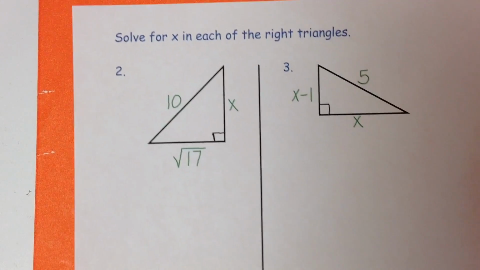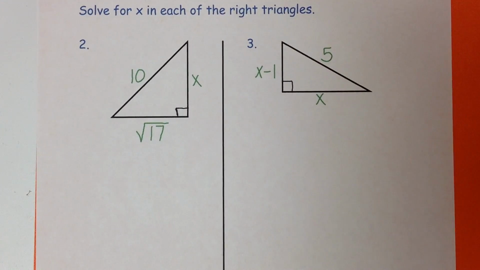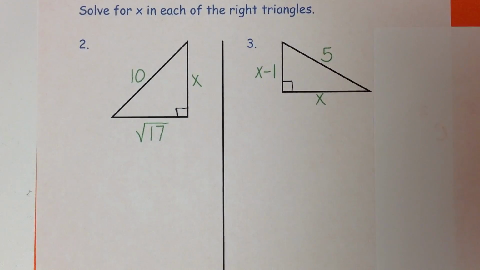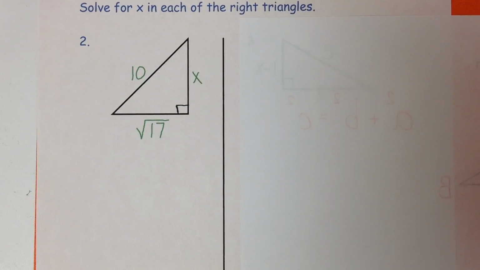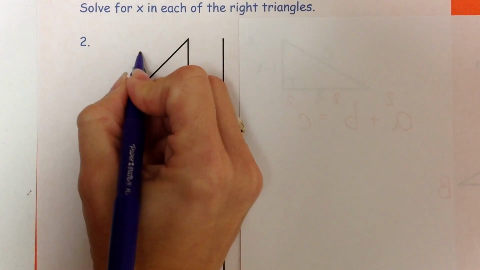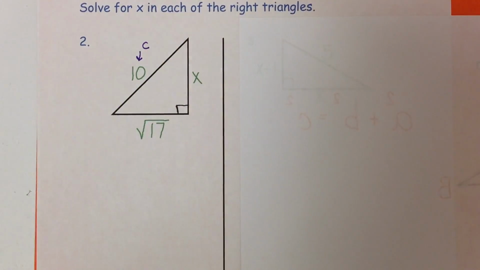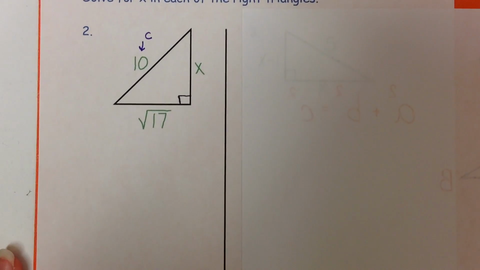Okay, so the first one, I'll cover this other one up for just a minute. Okay, so as it states, it says to solve for x in each of the right triangles. Alright, so looking at the first one here, of course it is a right triangle, but your hypotenuse would have to be the 10. So when you're substituting your values in, the 10 has to be substituted in for C. The x and the square root 17, that would be your A and your B, and you have that option of which one you want to use.